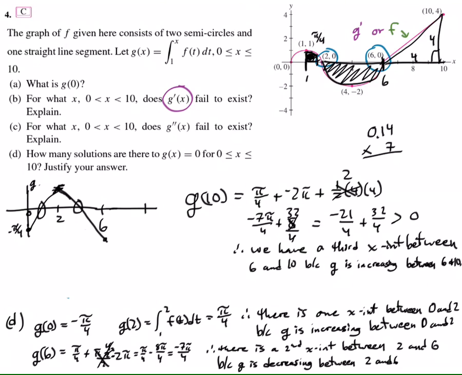Alright, so we got another positive number. If we go all the way up to 10 right here, we got a positive number. Oh, that's nasty 10. We got a positive number, so we're up here. Boom. We have 1, 2, 3 x-intercepts. Done.